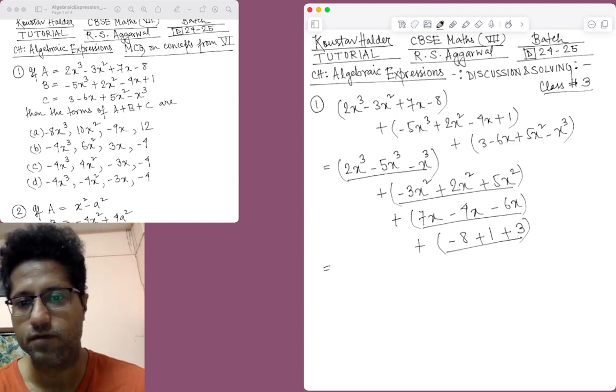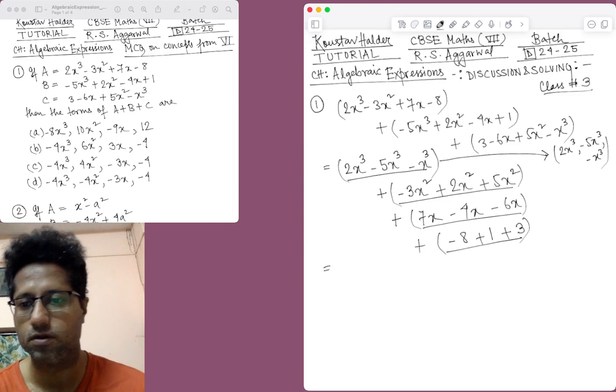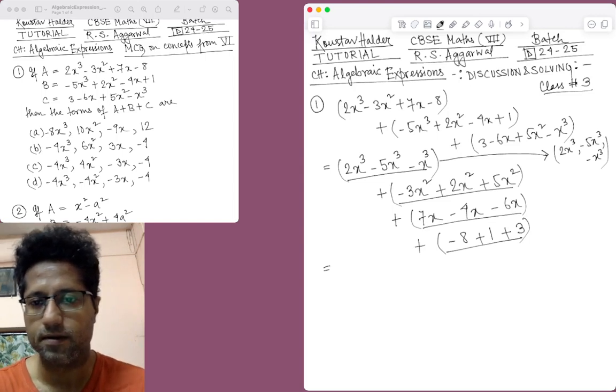For the sake of discussion, I am writing over here, although it might look very clumsy. The like terms are 2x cube, minus 5x cube, and minus x cube. I hope this is clear. Similarly for the other like terms.